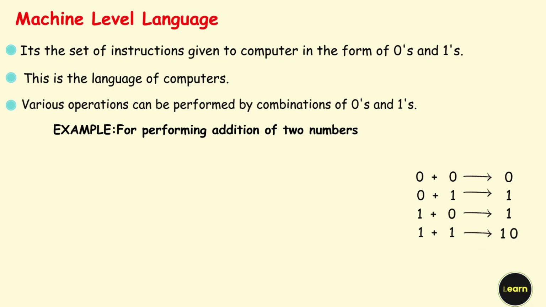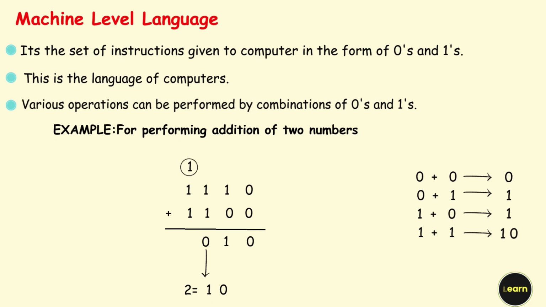Now let's consider the following numbers: 1110 and 1100. Now let's add the digits one by one. 0 plus 0 gives 0. 1 plus 0 gives 1. 1 plus 1 gives 2, which is equal to 10. Now let's write 0 and take 1 as carry. Now 1 plus 1 plus 1 equals 3, which is equal to 11.